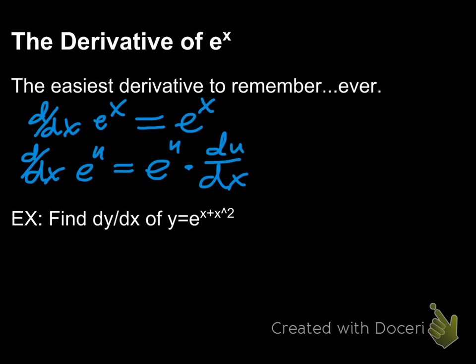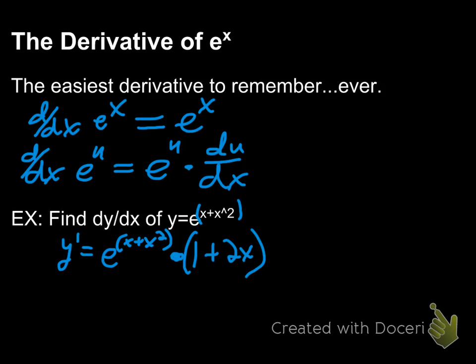But if you've got e to the function, it's chain rule, right? Derivative of e to the function times the derivative of the function. Okay? So for example, if I wanted to find the derivative of y equals e to the x plus x squared, this is a function in a function, right? Composite of functions. Then we would say y prime equals e to the x plus x squared, the derivative of e to the x plus x squared, times the derivative of whatever is in the exponent, which is 1 plus 2x. And that's it. So, hopefully that's not a mind-numbing concept.